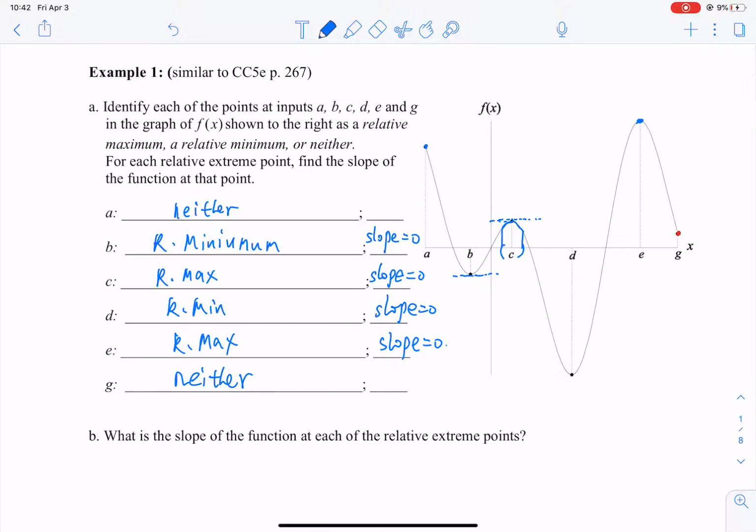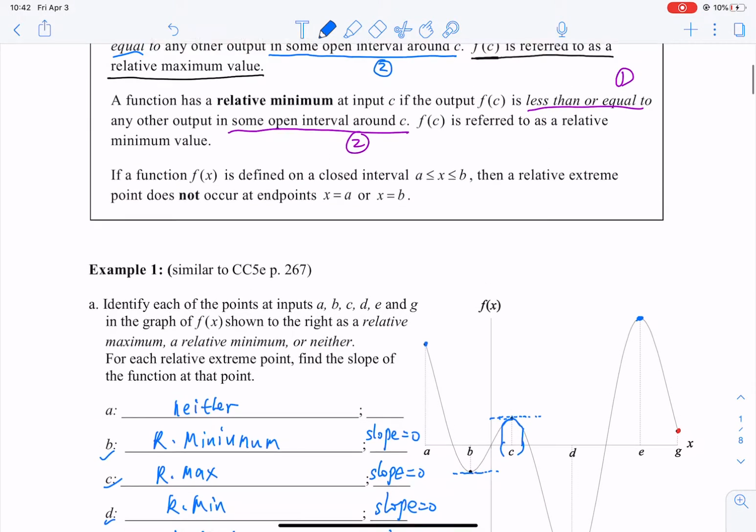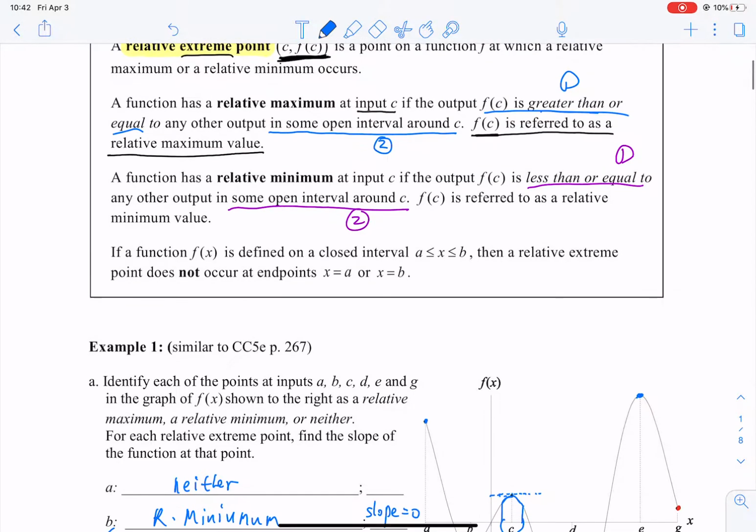Question B, what is the slope of the function at each of the relative extreme points? So B, C, D, E, we have 4 relative extreme points, and the corresponding slope is just 0. So the conclusion is just 0. So we haven't finished the last part.